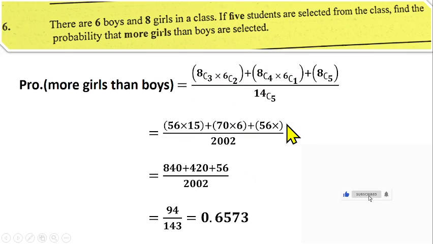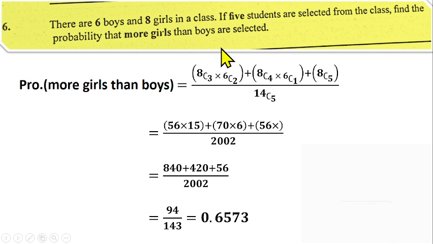Now question number 6 is from combination and probability. So we are having two topics combined for this question number 6, and I hope you understand it. The question says that there are 6 boys and 8 girls in a class. So you should know that this one is related to combination, it's also related to probability. If 5 students are selected from the class, then find the probability that more girls than boys are selected.